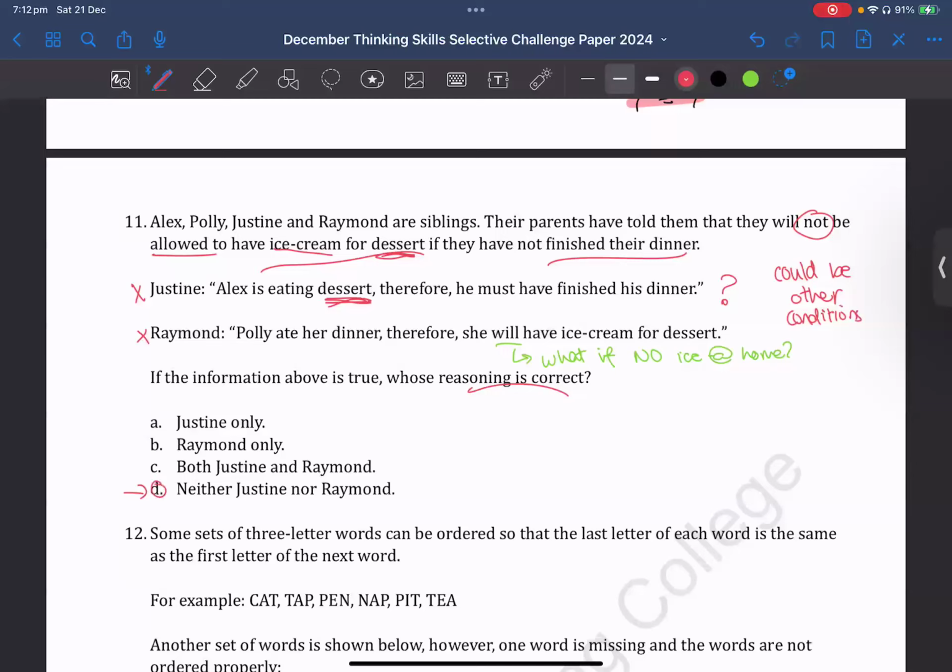The answer is D. And another key thing is to know the difference between allow versus eat. I've seen a lot of questions where they'll use the word allowed just to trick you. But yeah, moving on, question 12.